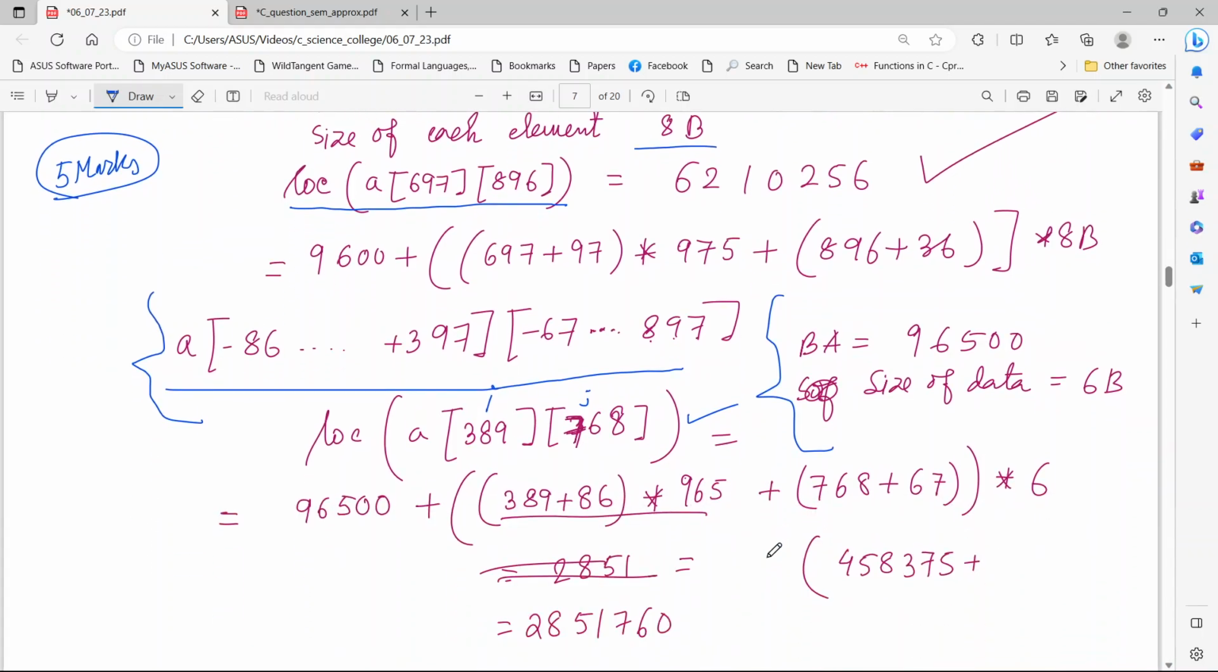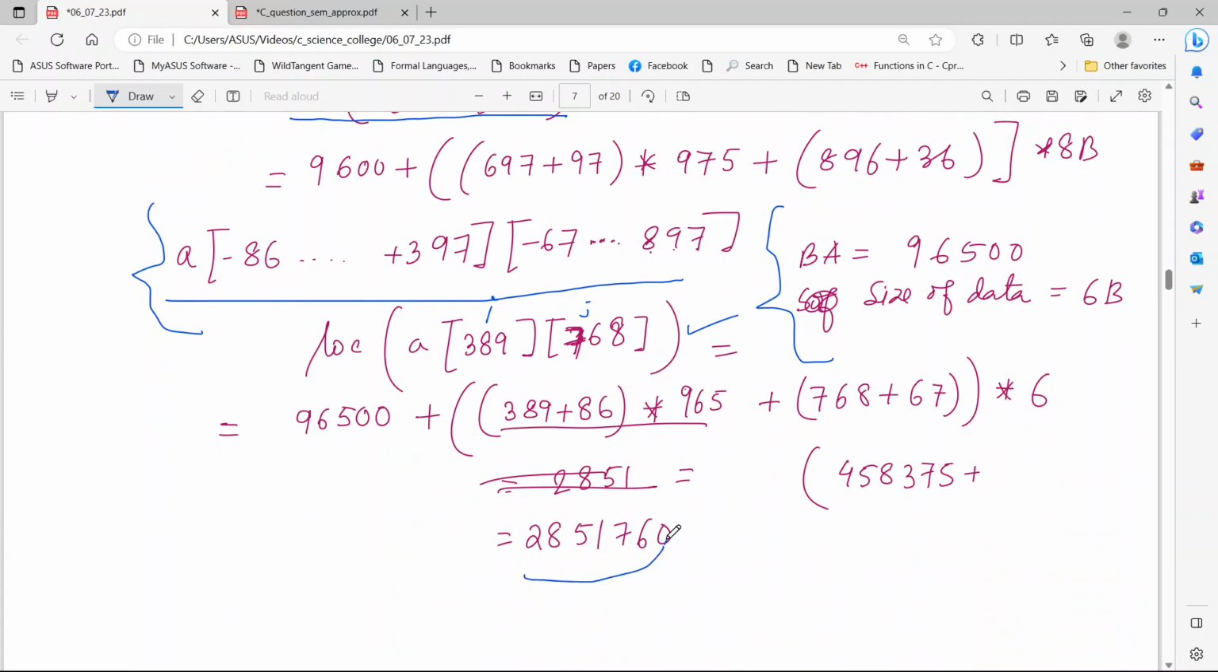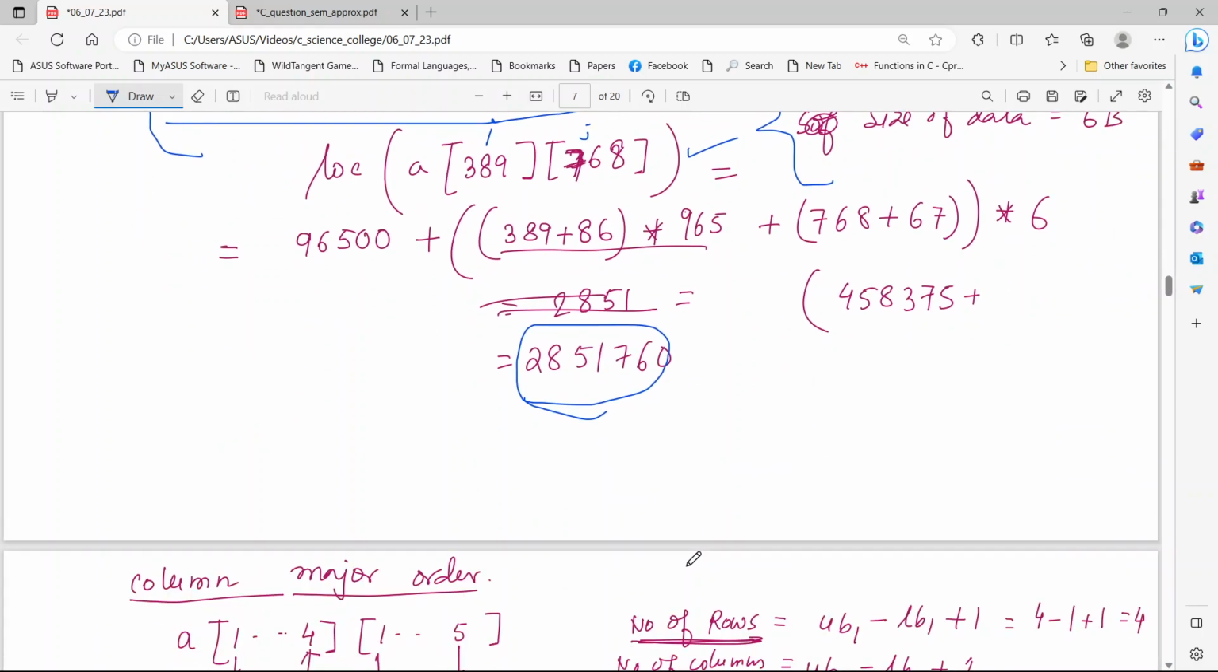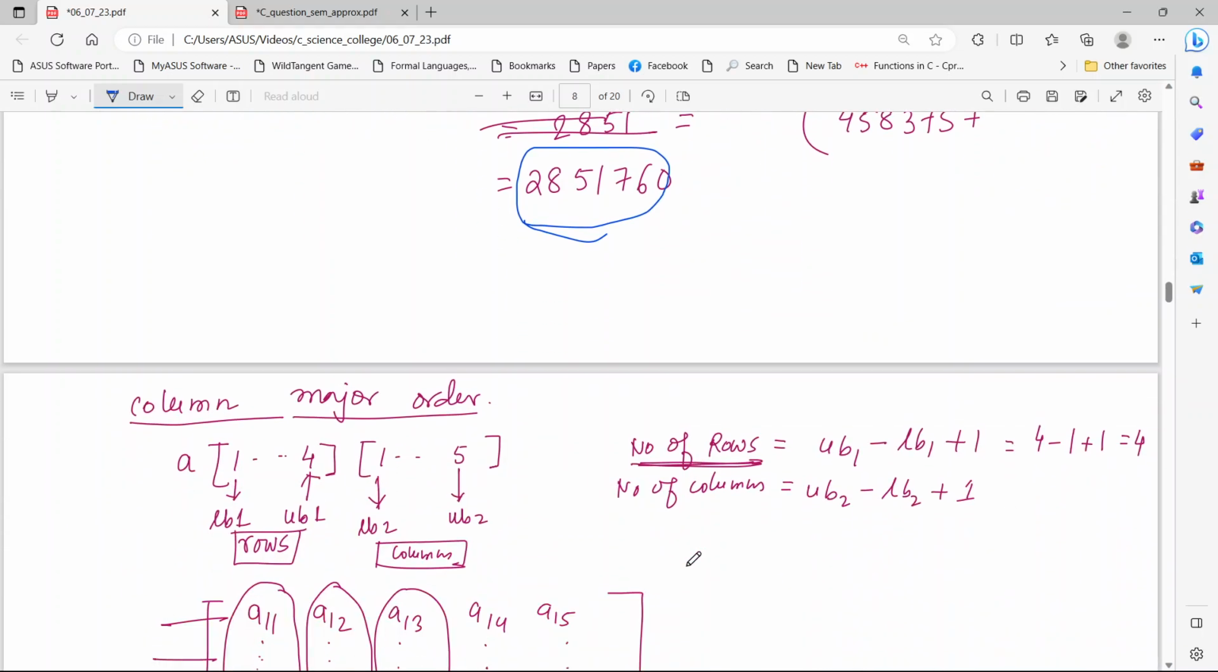Sir, 2851760. 2851760. That is correct, right? So the answer is 2851760. So this is the one question where you don't need to go through the column major order.